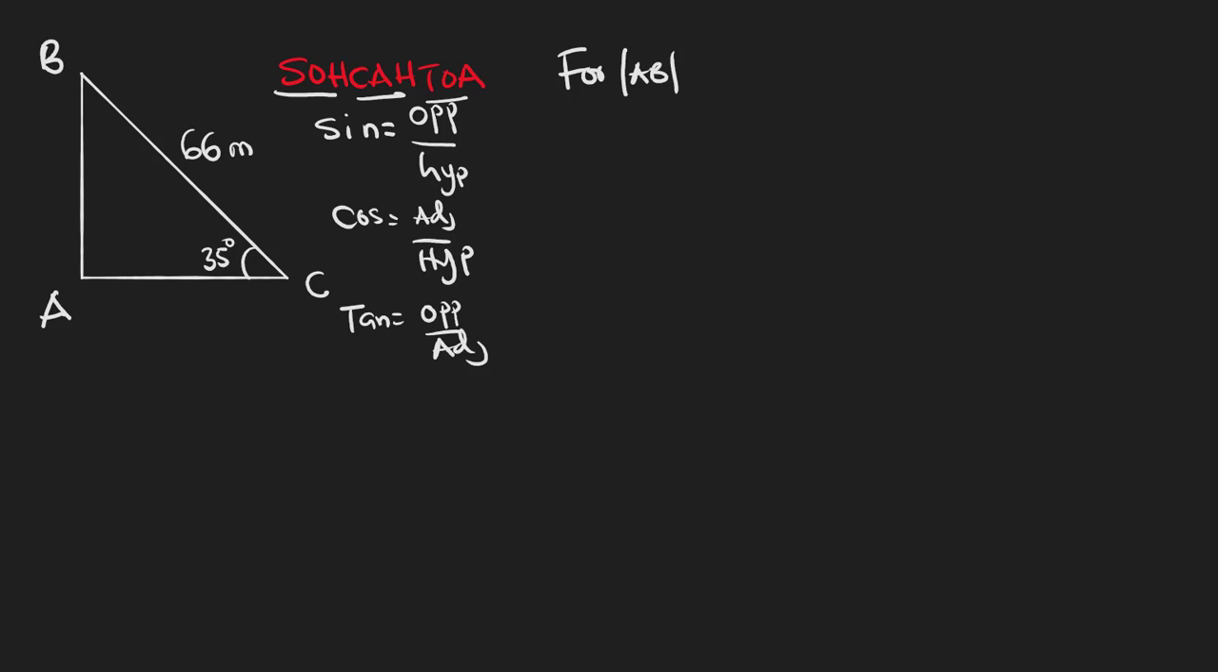So for line AB now, we're going to say sine 35, because we're going to use this trigonometry ratio, which is sine. So we say sine of the angle, sine 35, is equal to our opposite. And what is our opposite? Our opposite is line AB. So we say line AB all over our hypotenuse, and our hypotenuse is what? 66 meters. So we're going to write 66 meters.